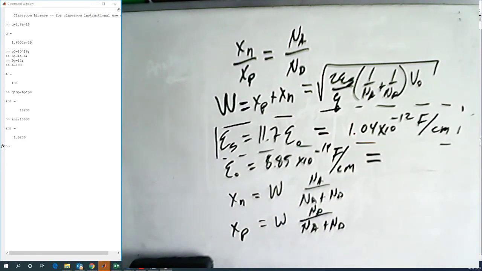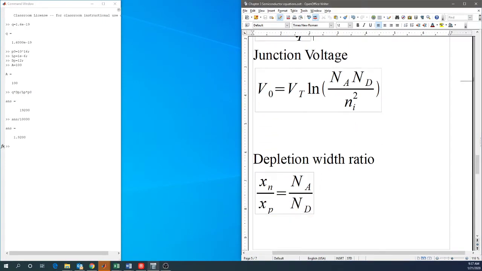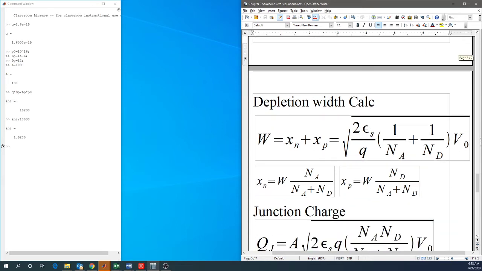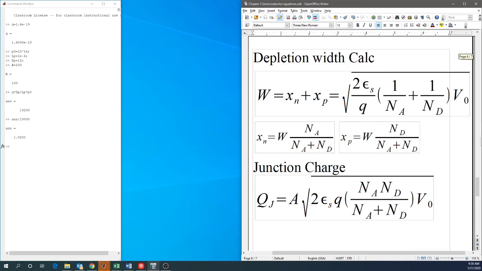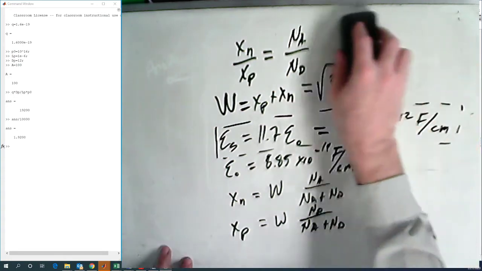And let's just pause for station identification. What I'm going to do is I'm going to bring up my equation sheet. So that's the first one, xn over xp is equal to NA over ND. Depletion width calculation is right there. And the ones I just wrote down are right there as well. And the next one is junction charge. Well, before I get into junction charge too much, let me bring up video capture again. Let's go back and take a look at this.